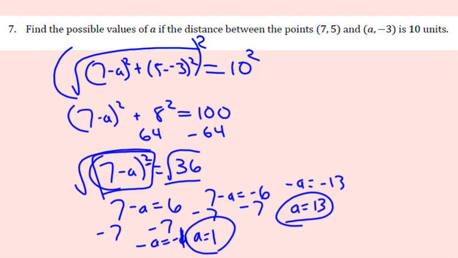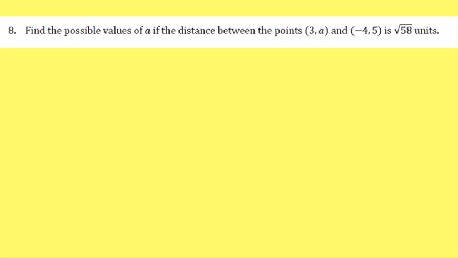That's a tough problem. Find the positive values of a for the distance between the points (3, a) and (negative 4, 5) if the distance is the square root of 58 units. So here, same kind of idea. In fact, this is one you might want to take a minute and do yourself and see what you come up with. So if you hit pause, do it, come back, watch, and let's see how you do. I'm just going to keep going.